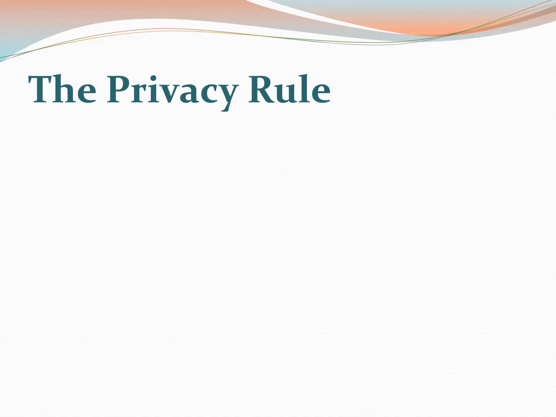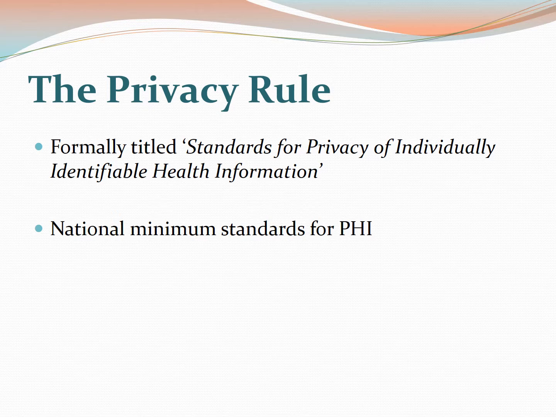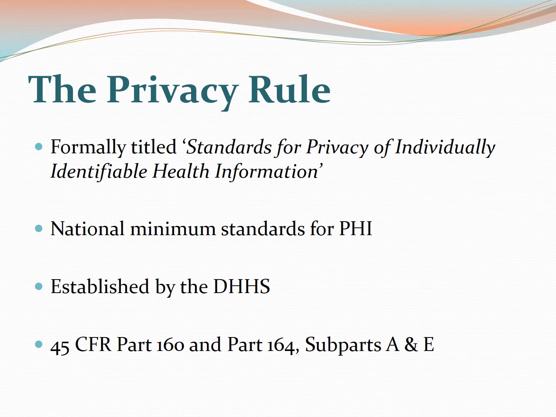So here we go. First of all, let's start talking about the Privacy Rule. The Privacy Rule is called the Standards for Privacy of Individually Identifiable Health Information, which no one wants to say, and that's why it got shortened into the Privacy Rule. It is the national minimum standards for how we handle PHI. It's established by the Department of Health and Human Services, and you can find it in this location. If you really have insomnia and can't go to sleep, the language here might really do it for you. But we have to understand how the Privacy Rule applies to clinical research coordinators.